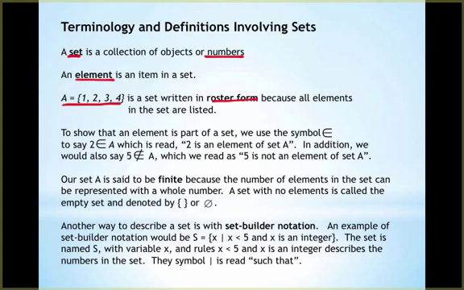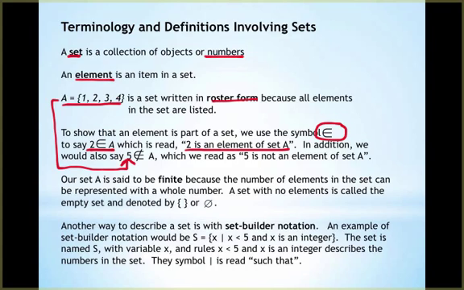Now, to show that an element is part of a set, we use this symbol that's read "is an element of." So if I write 2 is an element of A, that's the way that's written, and of course this is the way we would read it. 2 is an element of A. In addition, we would say, if we have this set A, that 5 is not an element of A because it is not in our set.